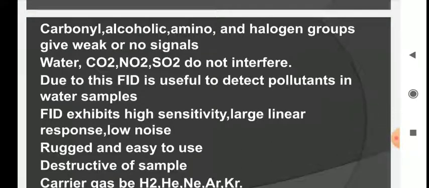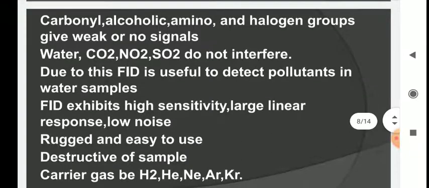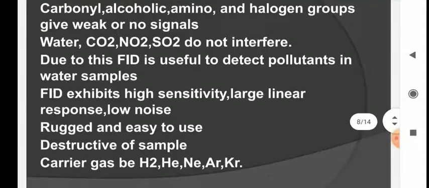FID exhibits high sensitivity, a large linear response, and low noise, and that is its advantage. It is very highly sensitive, and it gives a linear response. Linear response means the more the concentration or quantity of the sample, the more the signal. That is, the height of the peaks will be larger, and if the quantity is less, the peaks will be smaller. The flame ionization detector is rugged and easy to use, and the only problem is that it is destructive of the sample. The sample gets destroyed because ions and electrons are produced, so after detection in the detector, the sample will be destroyed.